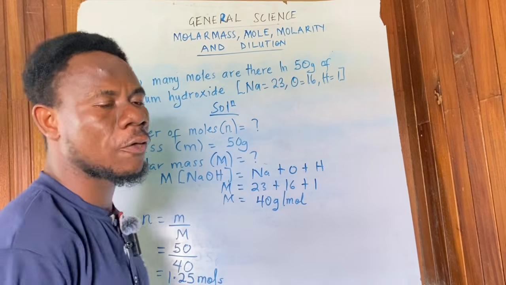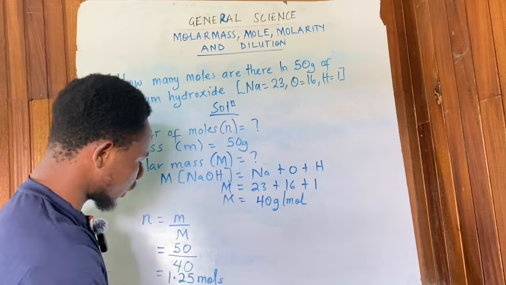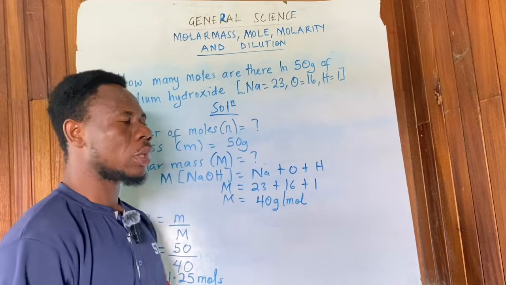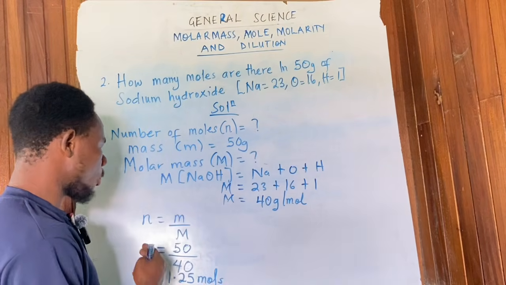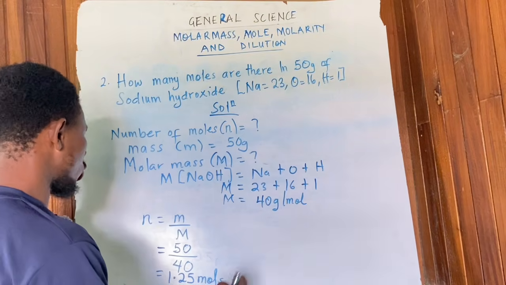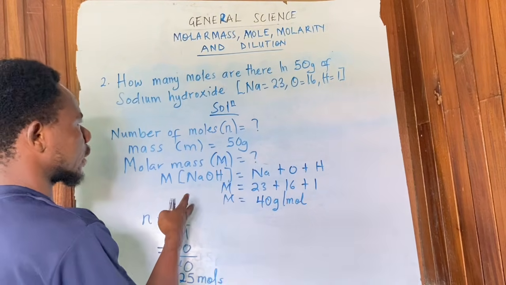Please don't forget your unit. Now, when we are writing the unit, we don't add E to it. So it is mols. So 1.25 moles. So there are 1.25 moles of sodium hydroxide present.